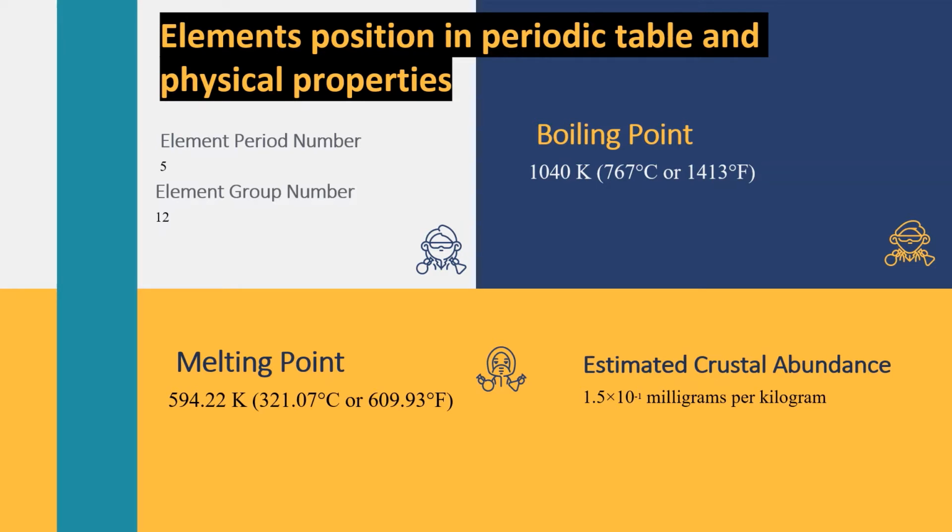The boiling point equals 1040 Kelvin, which means 776 degrees Celsius or 1413 degrees Fahrenheit. And the melting point equals 594.22 Kelvin, which means 321.07 degrees Celsius or 609.93 degrees Fahrenheit. The estimated crystal abundance equals 1.5 times 10 to the power negative 1 milligrams per kilogram.